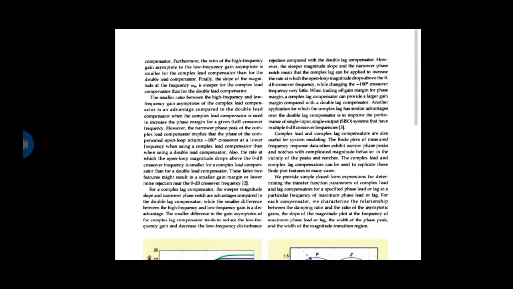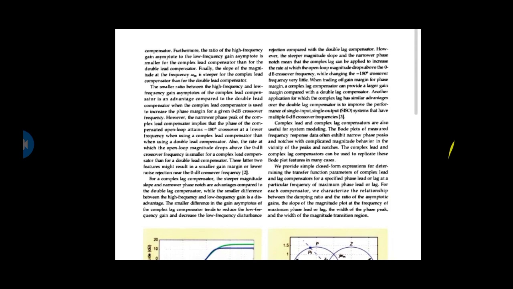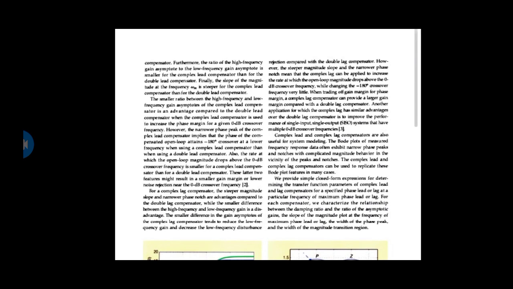Rejection compared with the double lag compensator. However, the steeper magnitude slope and narrower phase notch mean the complex lag can be applied to increase the rate at which the open loop magnitude drops above the 0 dB crossover frequency, while changing the minus 180 degrees crossover frequency very little, trading gain margin for phase margin. The complex lag compensator provides a larger gain margin compared with the double lag compensator.